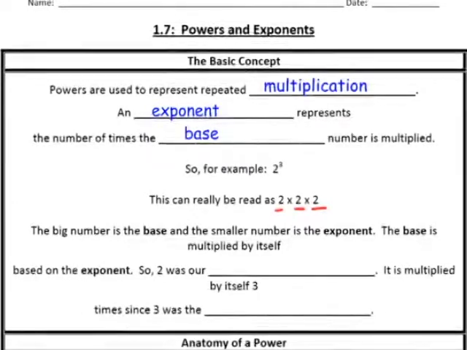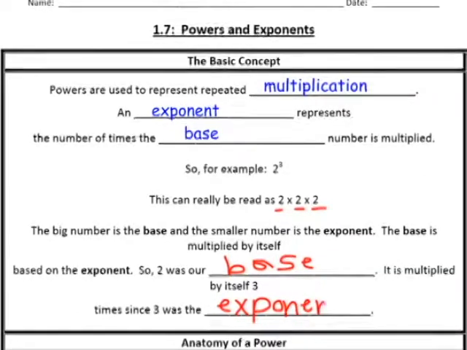The big number is the base, and the smaller number is the exponent. We just talked about all this. So 2 is our base that's being multiplied by itself 3 times. 3 was the exponent. It tells us how many times we are multiplying the base. You can calculate this by using straight multiplication. Right? 2 times 2 is 4. 4 times 2 is 8. So my answer is 8.